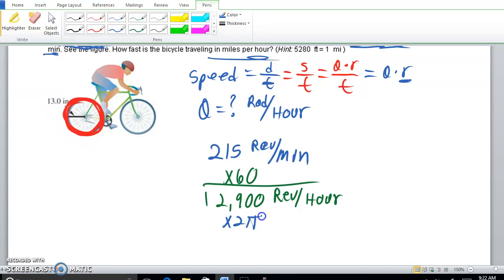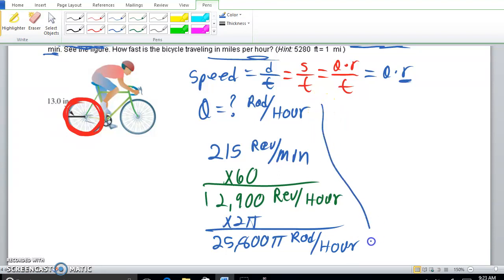We'll multiply this by 2 pi. And I would just leave it in terms of pi right now. So that would be 25,800 pi. And so then that's radians per hour. Okay. So we've already done quite a few conversions, but actually this next part, we're going to continue to do a lot more.